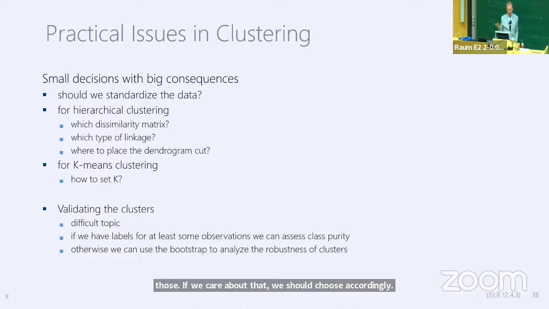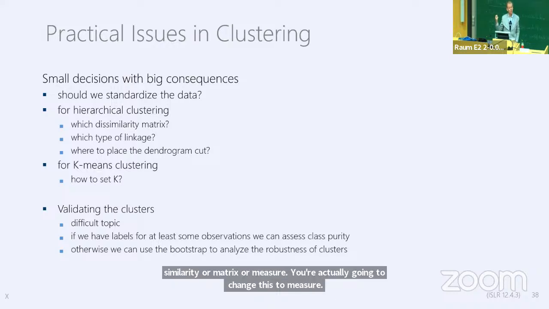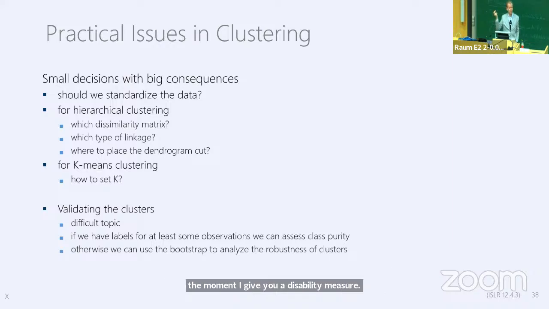For hardcore clustering, we already saw which dissimilarity measure. Actually, I'm going to change this to measure, since matrix doesn't make so much sense, but of course, the moment I give you a dissimilarity measure, you compute a dissimilarity matrix, and that's essentially what we operate on. What type of linkage? We discussed this at length. Do you want to find snakes? Do you want to find blobs? Something in between? Your choice is as good as mine. We need to see. And where do we cut a dendrogram? We also played that game earlier on, so you're experts.